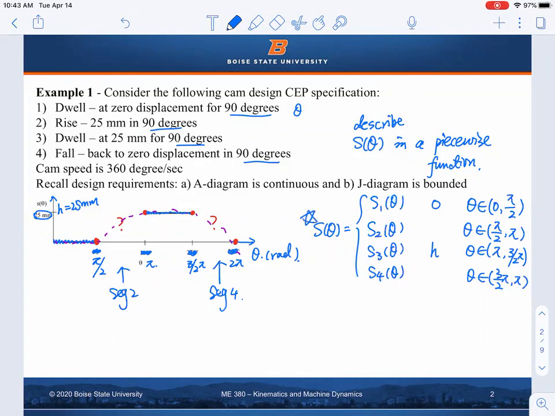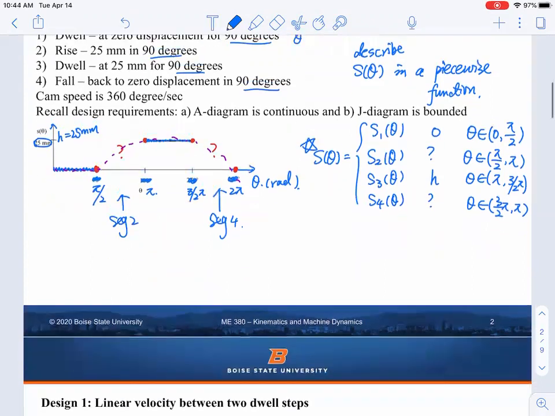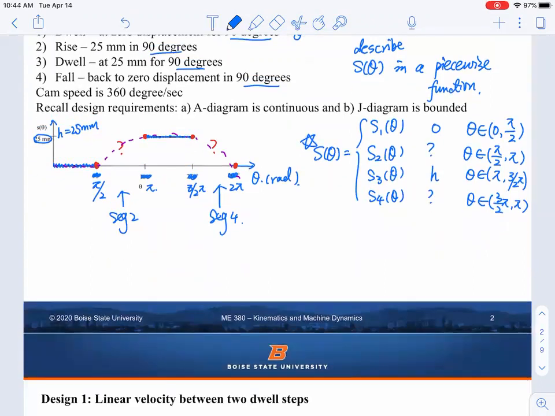So this S theta is eventually your cam design. Then what is the second segment and what is the last segment? All right. The easiest design is just connecting these dots using a linear line. It's so natural, so why not just use that? You have to always keep in mind that there is a strict design requirement, which is that your A diagram should be continuous.